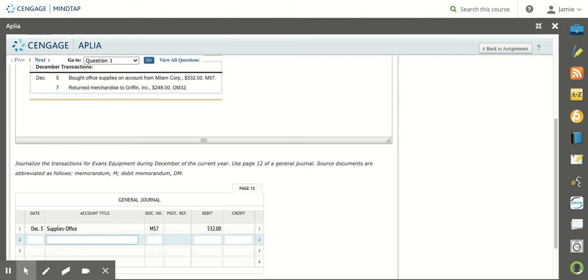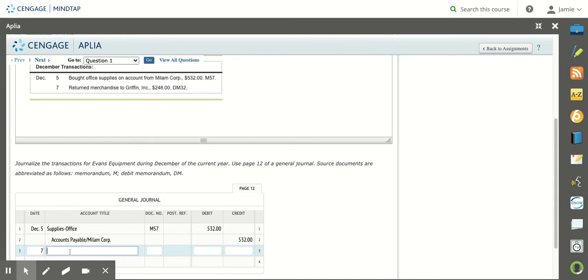Next, we need to credit accounts payable / Milam Corp. For $532 credit. It's important that you have accounts payable / Milam Corp. And then we'll be sure that we post to both of those accounts.